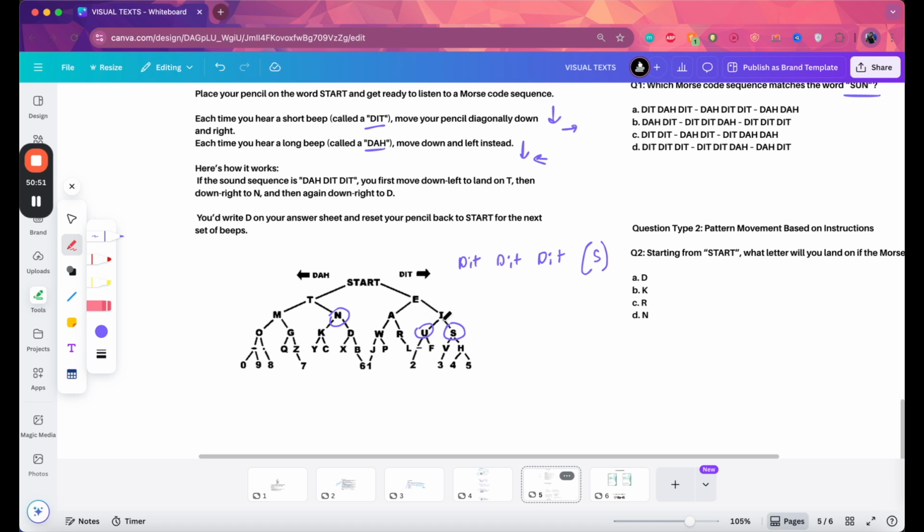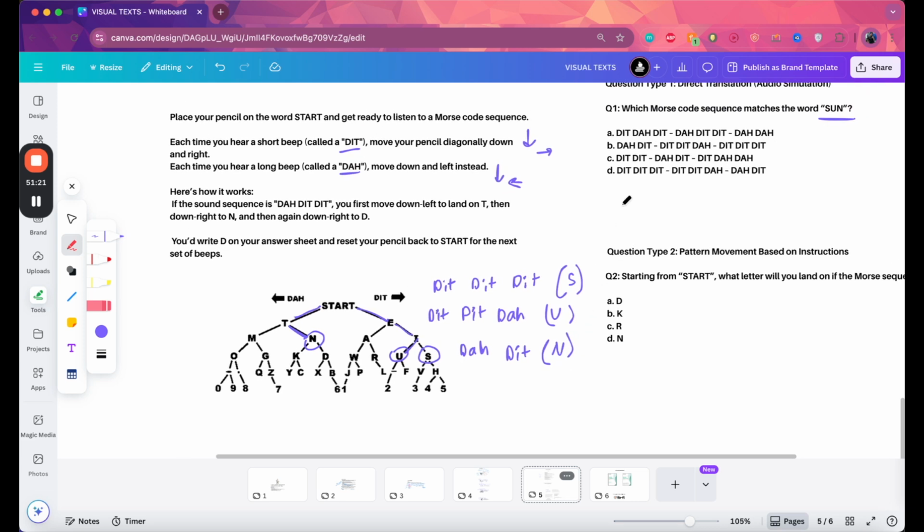Then dit, oh sorry, dit, da. So dit, going that way. Dit, da gets us U. And da dit would give us N. Okay, so dit dit dit, there's only one that starts that way. Then dit da, and da dit. So this must be sun.